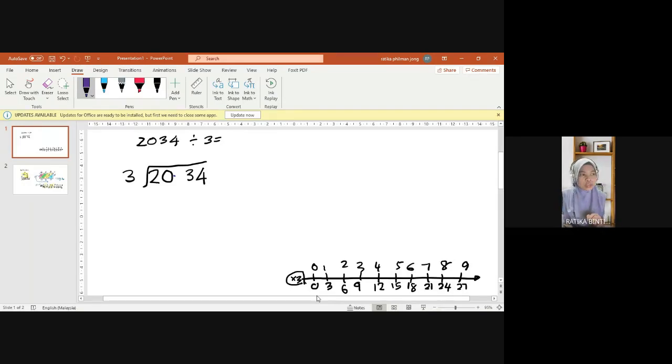Since 2, we cannot divide by 3, we can choose 20. Kita cari 20 dekat sini. Ada tak? Kalau tak ada, we choose the one that is smaller but nearer to 20, which is 18. So the number at the top is 6. Can I write down 6 here? No. Since we choose 20, kita tulis dekat sini 6. Jangan tulis kat depan ni.